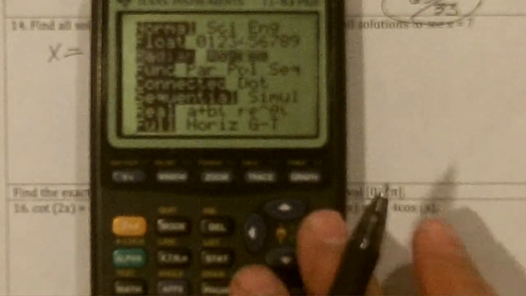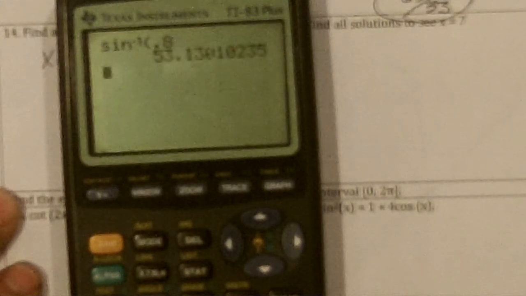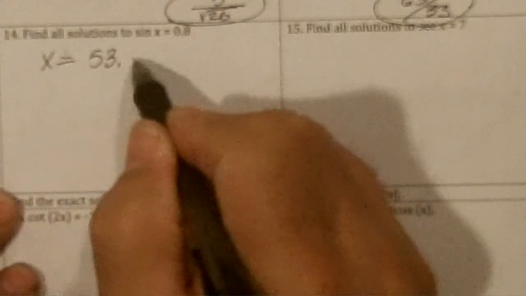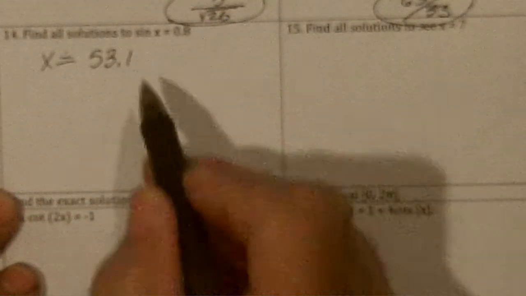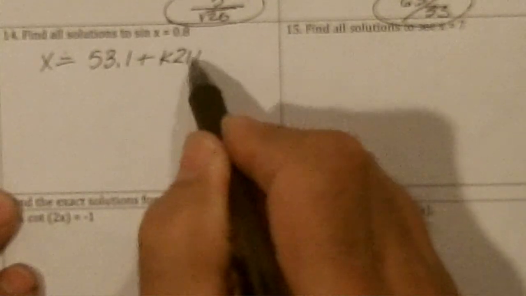If I do it in degrees, see my mode is in radians, so I'll change it to degrees. I'm going to do the sine inverse of 0.8, and I get approximately 53.1 degrees. And for sine I would do plus k 2 pi, so it's all solutions.